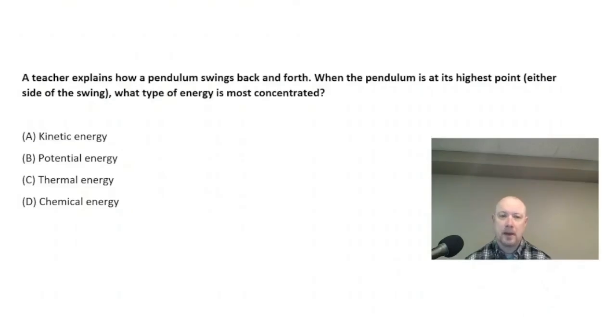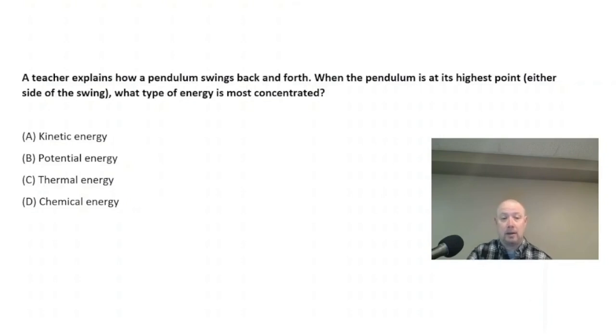A teacher explains how a pendulum swings back and forth. When the pendulum is at its highest point, either side of the swing, what type of energy is most concentrated? All right, so let's look at our choices here. We have A, kinetic energy, B, potential energy, C, thermal energy, and D, chemical energy.